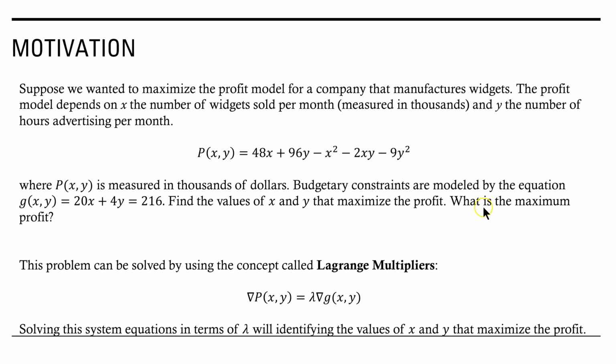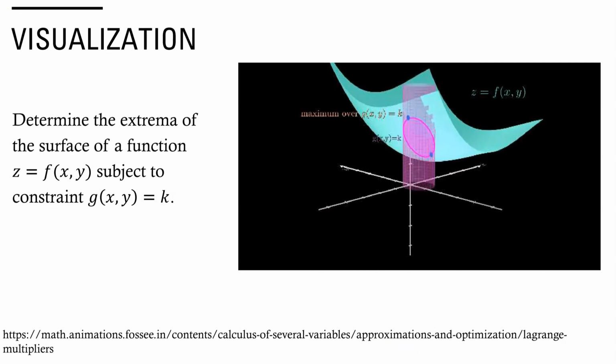This problem can be solved using the concept called Lagrange multipliers. Lagrange multipliers is a process by which we solve the equation gradient of P equals lambda times gradient of G. Solving this system of equations in terms of lambda will typically help us identify those values of x and y that maximize our profit. So now let's go ahead and look at some visualizations.